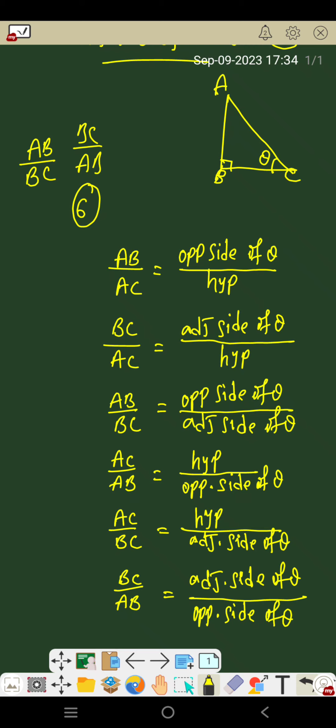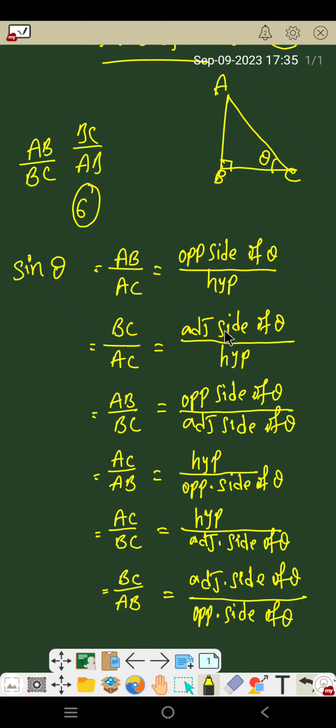Opposite side of theta. Now coming to the ratios. These 6 ratios, we can give each and every one an individual name. See, opposite side of theta by hypotenuse, that means the ratio of the opposite side to the hypotenuse is called the sine ratio, that is called sine theta. So sine theta we can define as opposite side by hypotenuse.